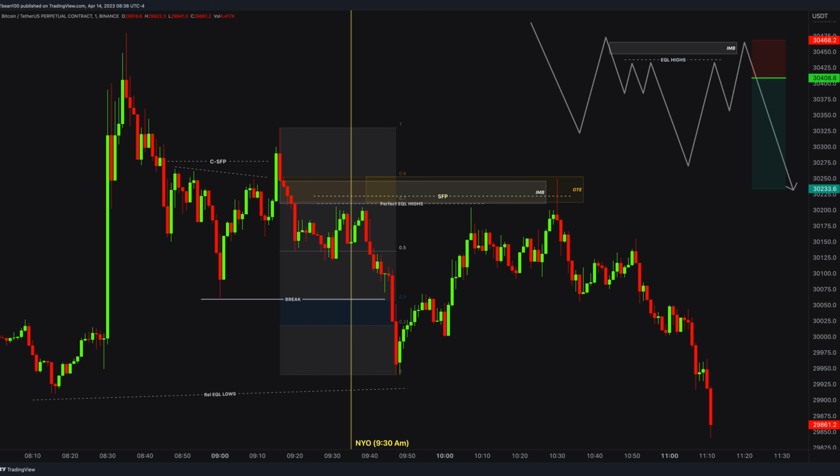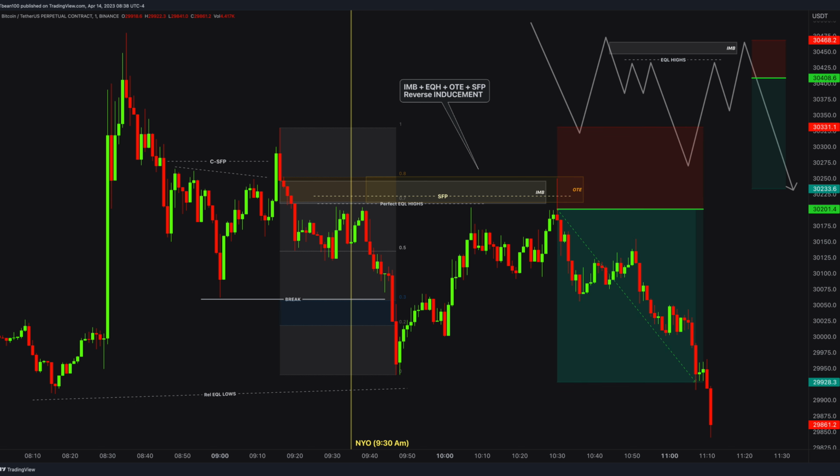Okay, altogether, what do we have right here? Failed imbalance, hunted equal highs, fully failed optimal trade entry, and the swing failure pattern. 4 patterns together created an extremely powerful inducement zone for the price reaction. This is how I took this trade. However, I strongly suggest you combine multiple time frames for your trading. What I did here was a risky game.